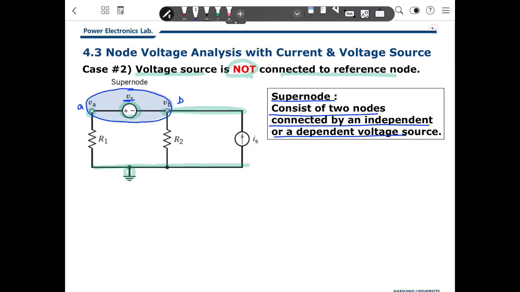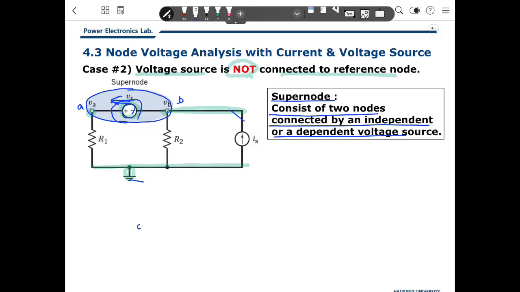Why? The reason is simple. We cannot easily calculate the current going through this voltage source, because that current depends not only on this voltage but also on the other components of the circuit. So we choose a supernode. Then it's okay. A supernode is a node. Yes.